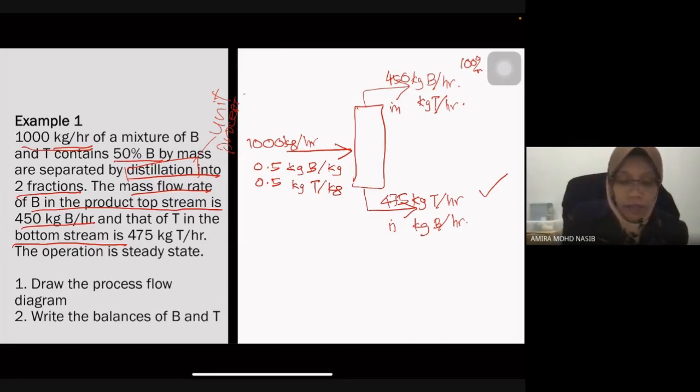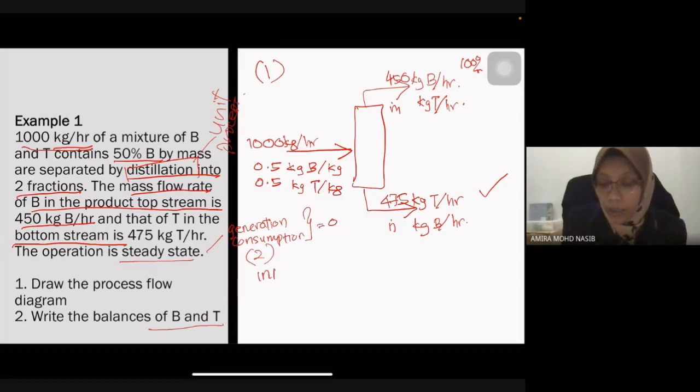So this is your process flow diagram. The second question is asking to write the balance of B and T. For the balance, we follow the conservation of mass equation from just now. Since it's stated as steady state, generation and consumption are both equal to 0. So in the final equation you get input equal to output. Since this is only distillation, there's no reaction, so accumulation is also equal to 0. Since input equals output, we can use B and T because we only have two components here.